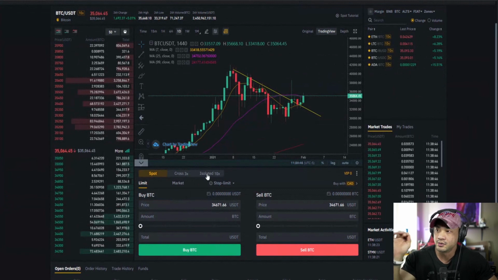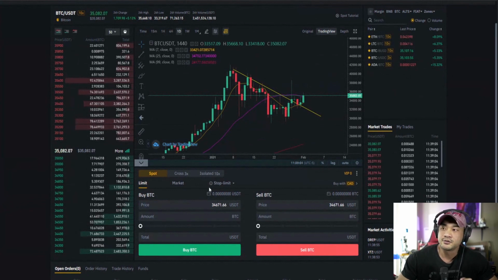Isolated means that it's only used for Bitcoin. Once you use isolated, you purchase $1,000. You've got $1,000 worth of Bitcoin. It's leveraged 10x, so you can only purchase $10,000 worth of Bitcoin maximum, right? I don't recommend you going 100x. Even going 10x though, you're gonna blow your account so fast. But let's just assume you just want to buy $1,000 worth.